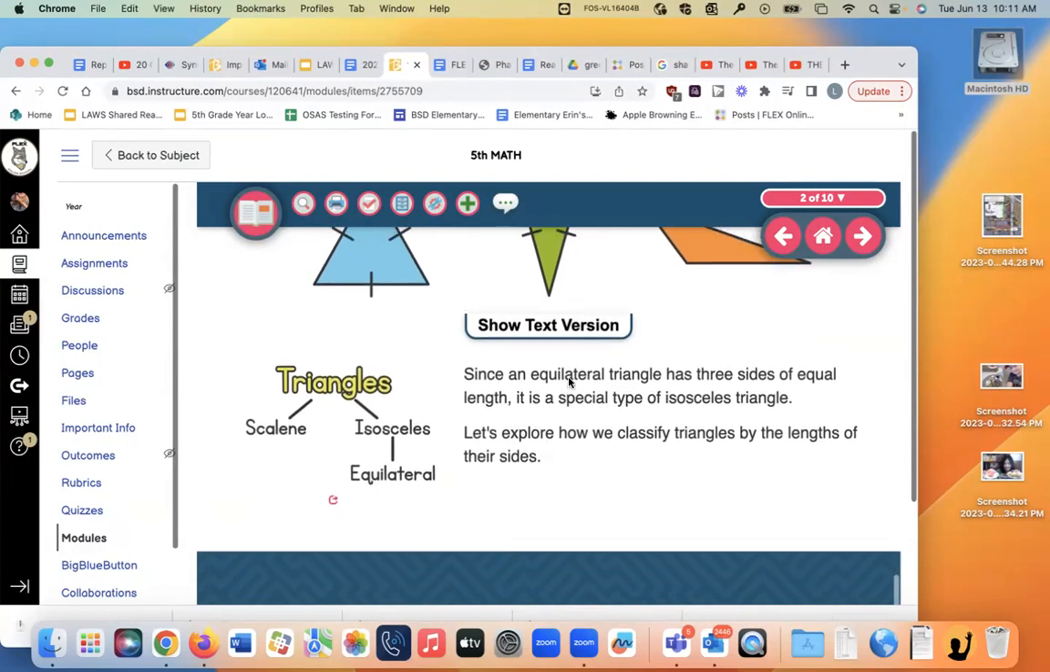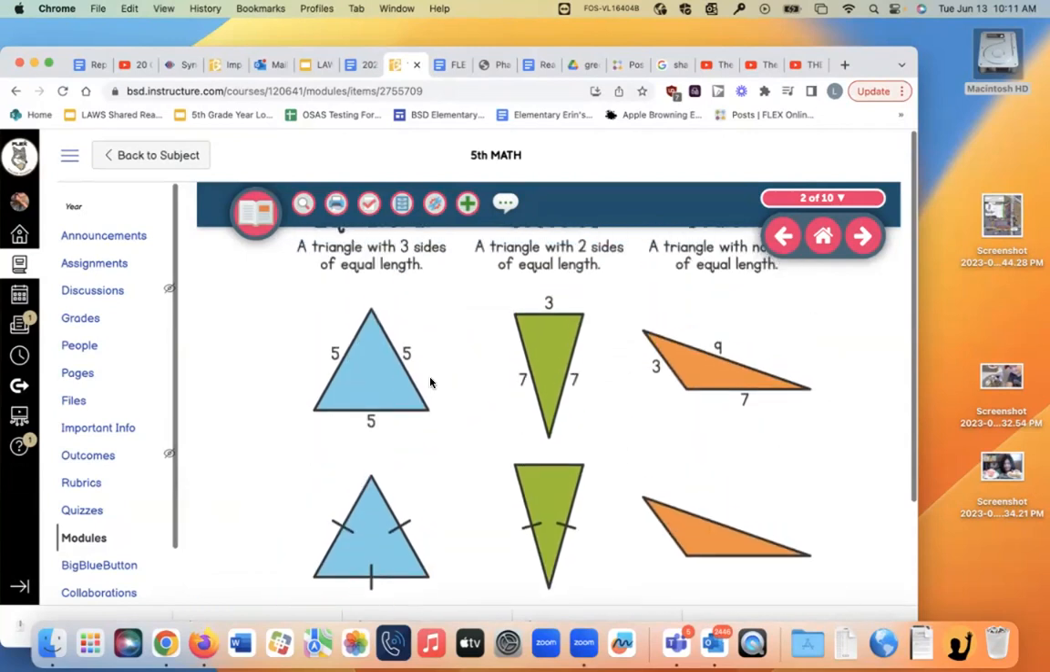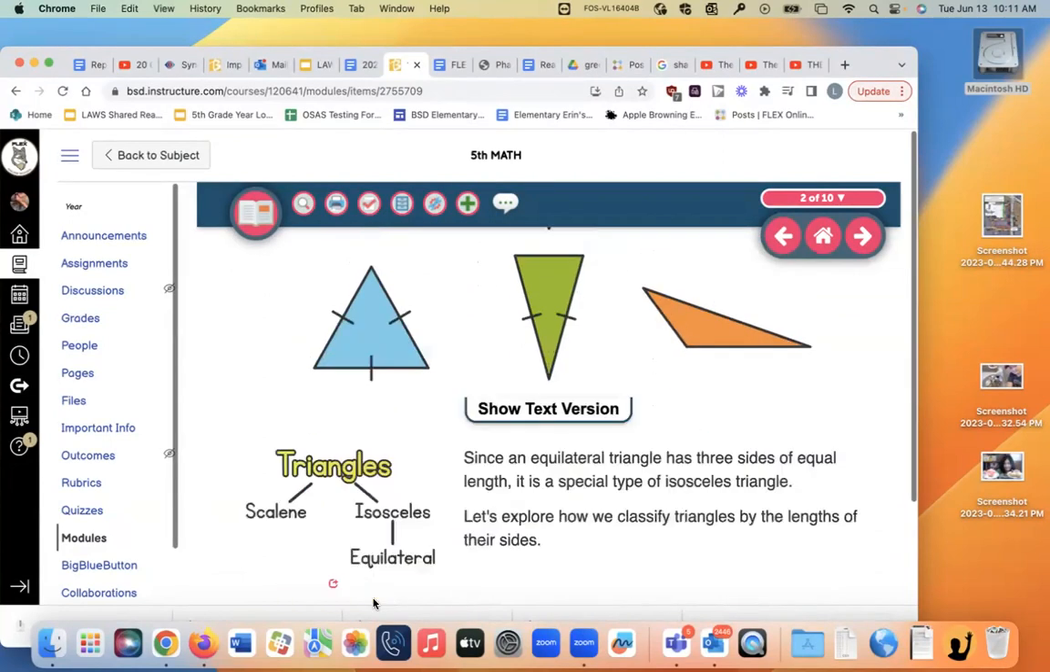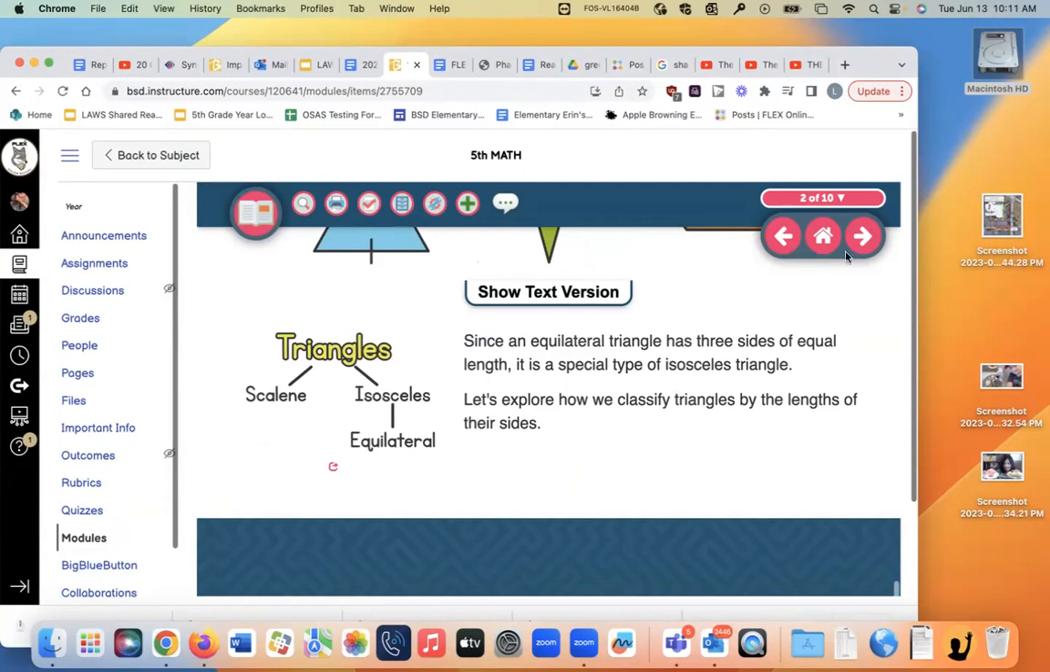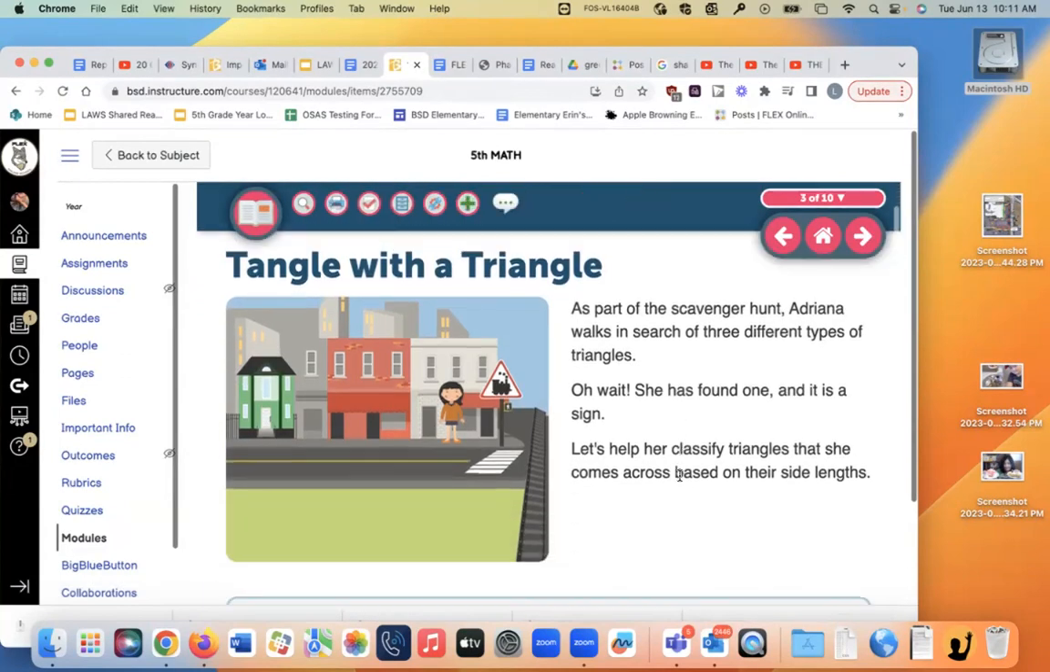Since an equilateral triangle has three sides of equal length, it is also an isosceles triangle. So this one is an equilateral and an isosceles, because you could chop it down the middle and it would be the same. Cool. That's page 2. Page 3, tangle with a triangle.